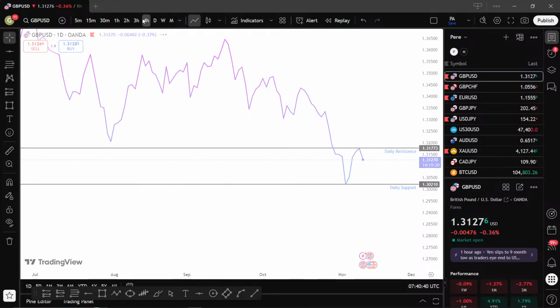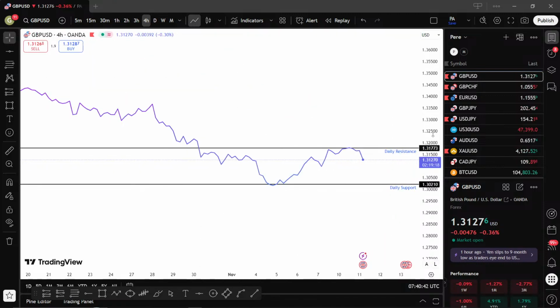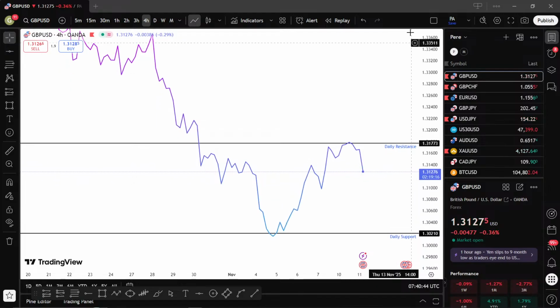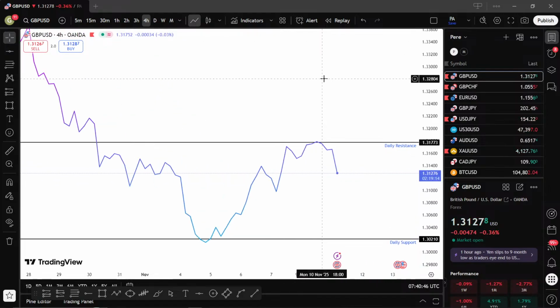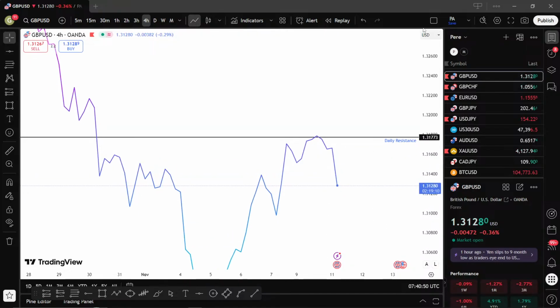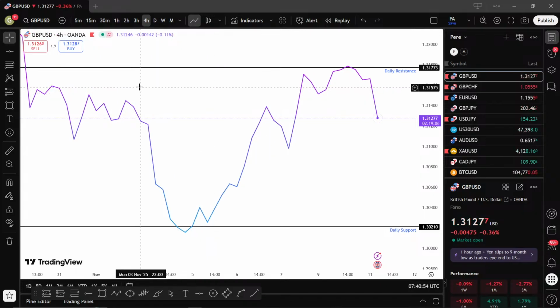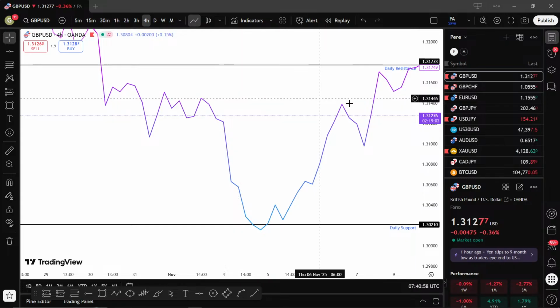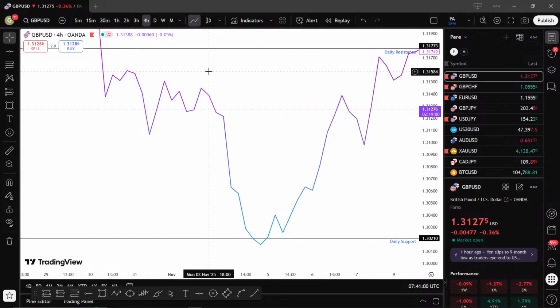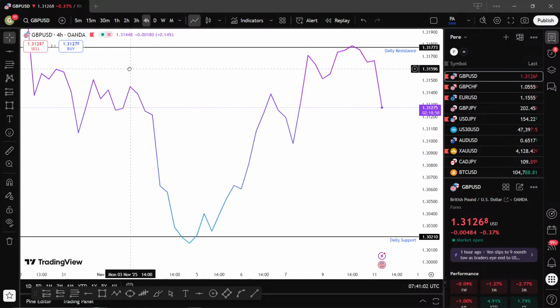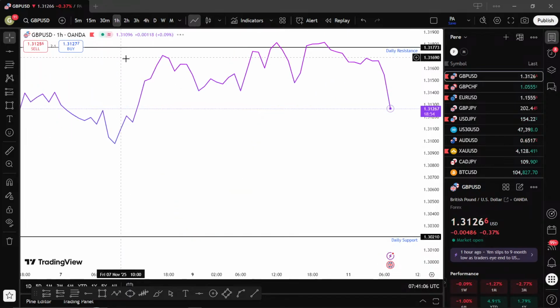Next thing, we'll go down to the 4-hour time frame. Now on the 4-hour time frame as well, we want to identify our levels. Looking at the 4-hour time frame, this level here could have been our resistance level. But let me go down to the 1-hour time frame. Okay, better.